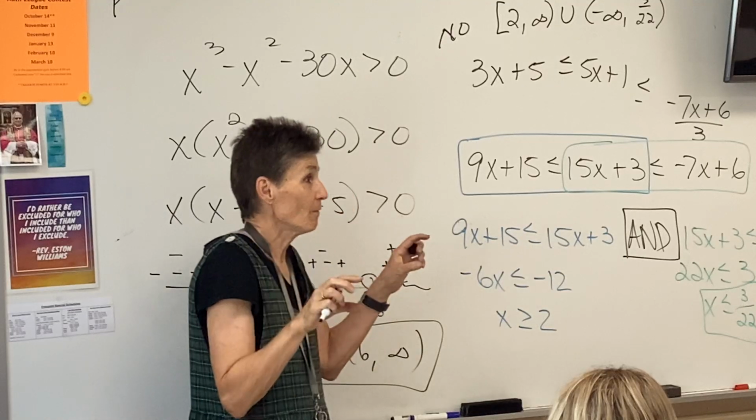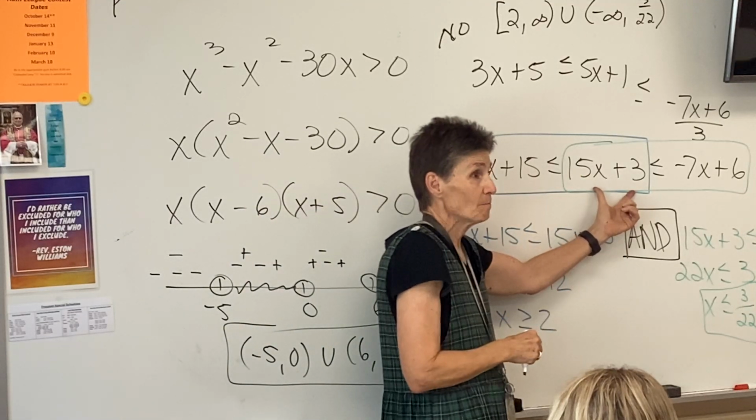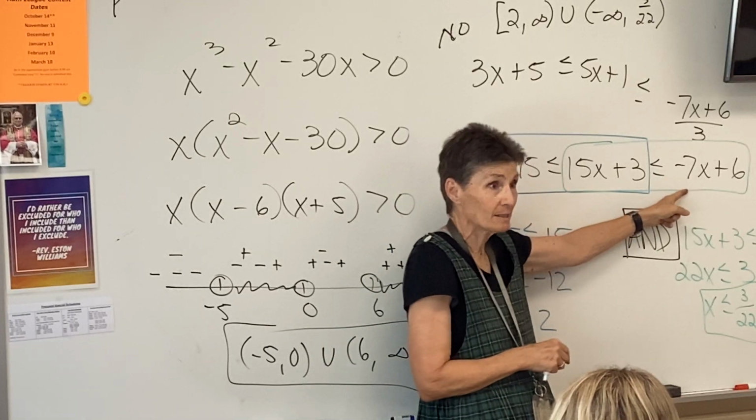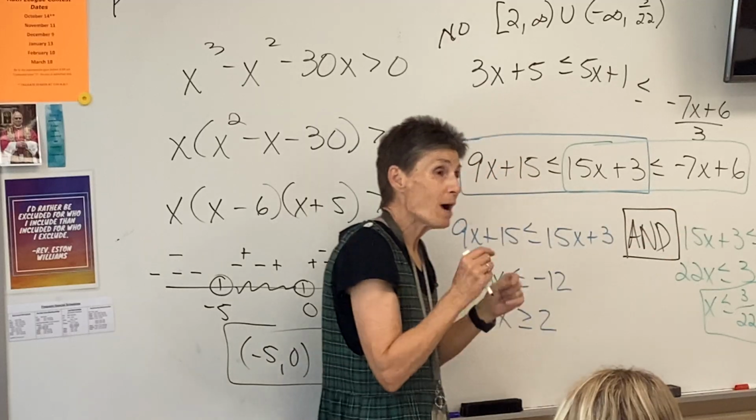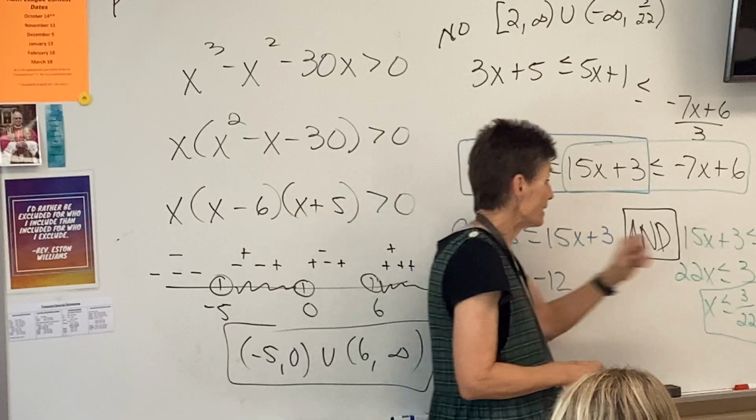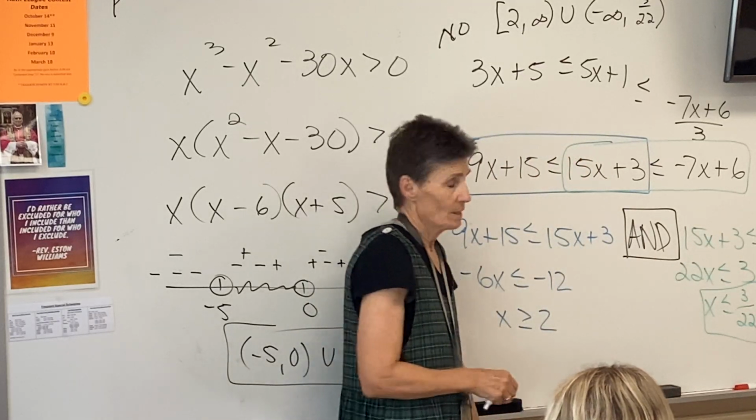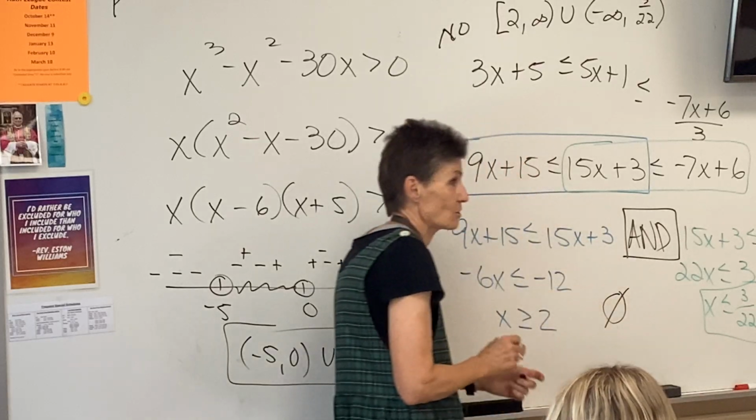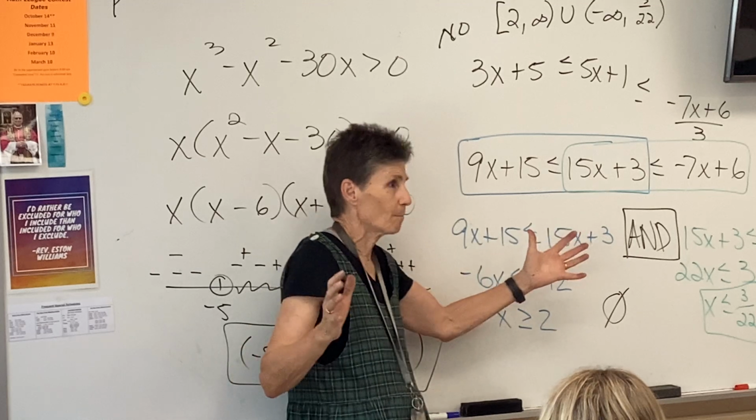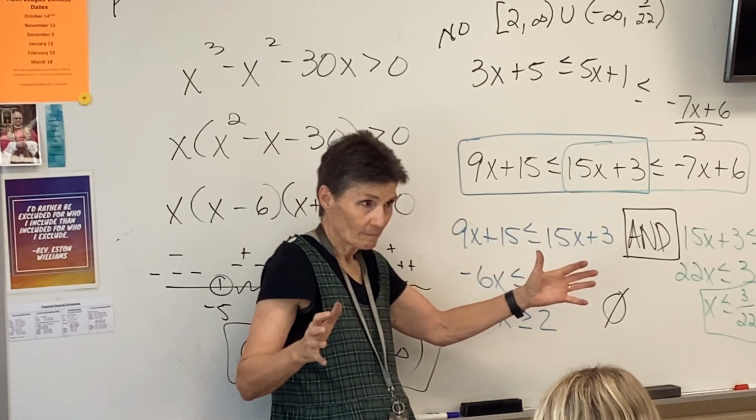When you pull that inequality apart, remember, 15x plus 3 is in between those. So it has to be greater than this, and at the same time, it is less than this. So you have to find x's that are bigger than 2 and less than 3/22. Is that possible? No. So the answer is actually no answer. There aren't any numbers that are at both ends of the number line. All right, got it? Okay.